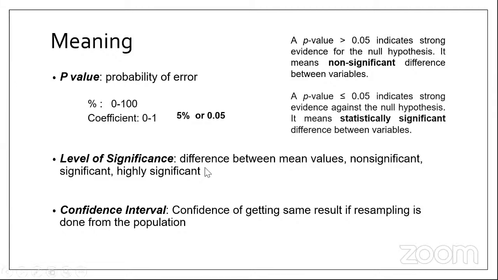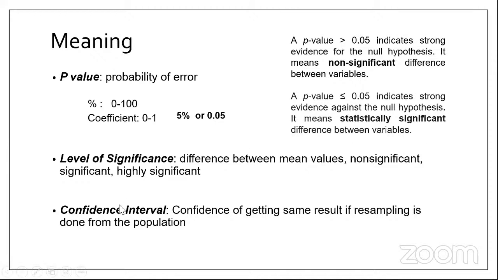So if the result for the null hypothesis is less than 5%, and for the alternate hypothesis we are getting more than 95%, that means statistically there is a significant difference between the control and the treatment, and that significant difference is represented by the level of significance. And the same, if we go for sampling from the population.